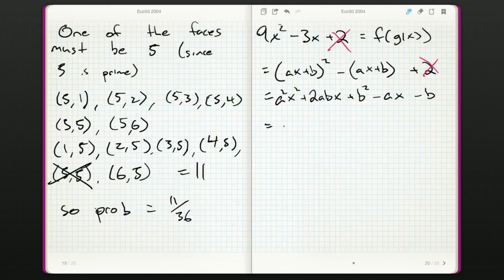Let's clean this up ever so slightly. Because of divisibility, I'm going to write this as a(2b minus 1). I don't know whether or not that'll make a difference. And then we've got, as our constant, b squared minus b. And we're going to write them together like that in brackets.